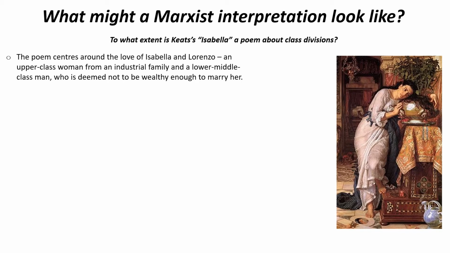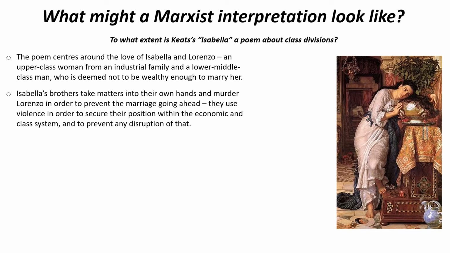And he says that Isabella is an upper-class woman from an industrial family, so I suppose they're new money, a little bit like the Burlings. And Lorenzo is a lower middle-class man, so he works, he's employed by Isabella's family, and he's deemed by her family not to be wealthy enough to marry her. So here we have a very clear class division established at the start of the poem.